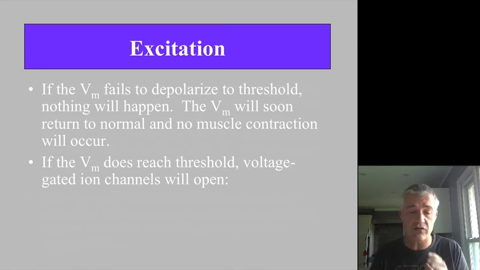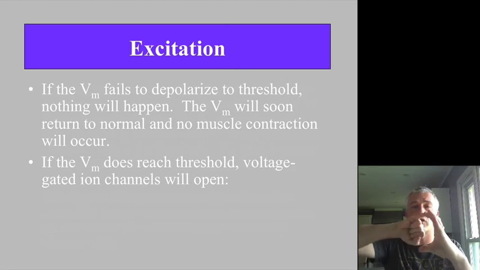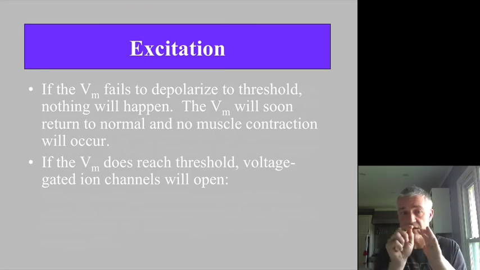If it does reach threshold, what's going to happen is that first voltage-gated channel right next to the motor end plate, it's going to open up. But what is interesting, if that one opens up, you're going to get ions flooding in both directions. It's going to depolarize the membrane there. There's another channel right next to that one that's voltage-gated, and another one next to that.